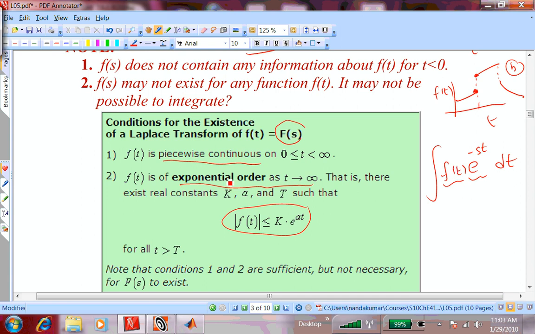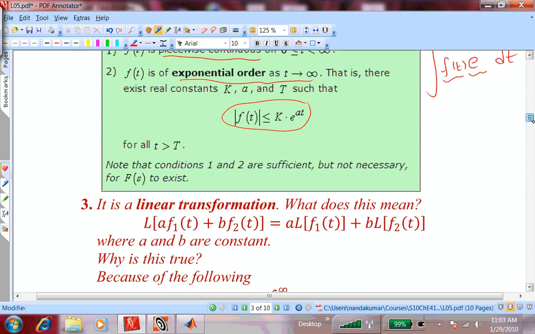So it should be of exponential order as t goes to infinity, meaning the function should be growing at a pace less than e to the power st. Then e to the power minus st can regulate it down to zero, and you'll have a well-defined area under the curve. Any questions?